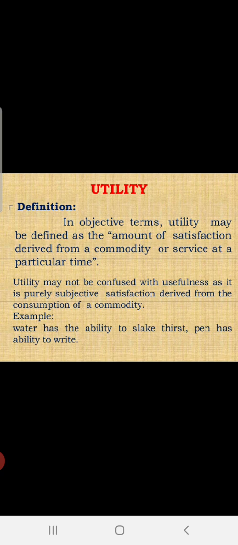Let's consider the chalk. Chalk has utility to the teacher. Even a student also has utility of chalk, but it is greater for the teacher only. Let me take your example, the pen which you are using for writing purposes. You have greater utility of that pen than a teacher. Means every commodity possesses utility, but it is subjective in the sense that it is different with different persons.